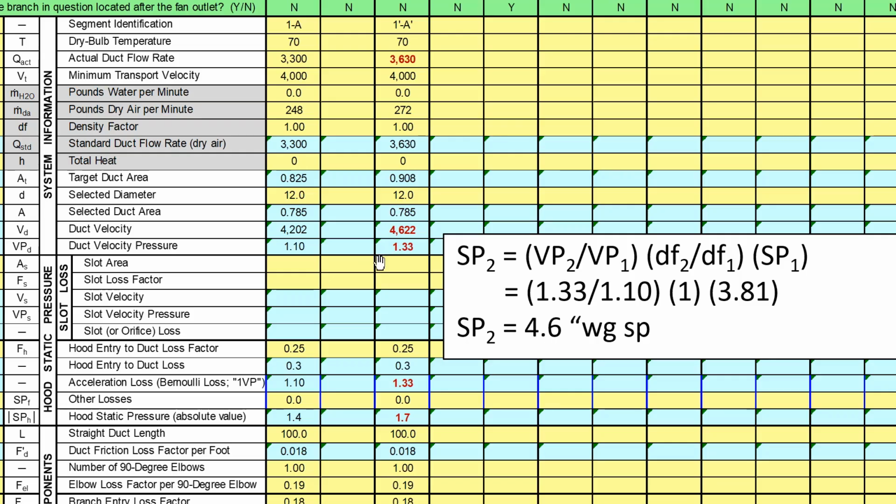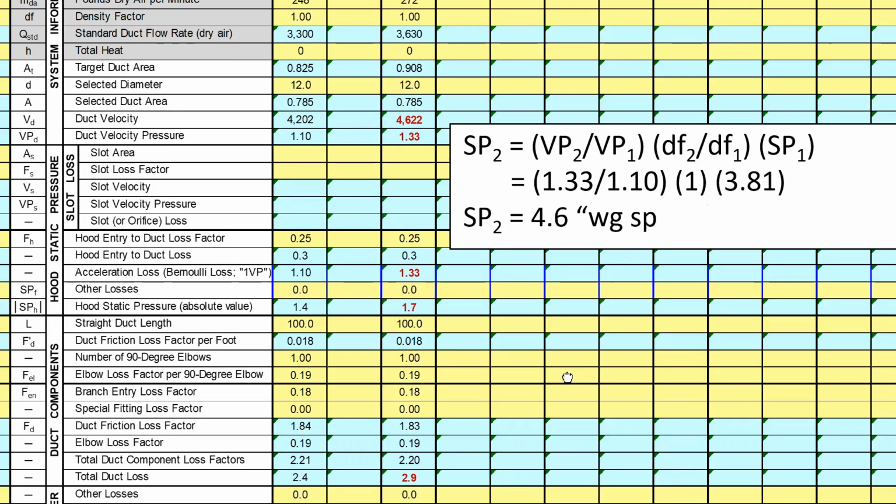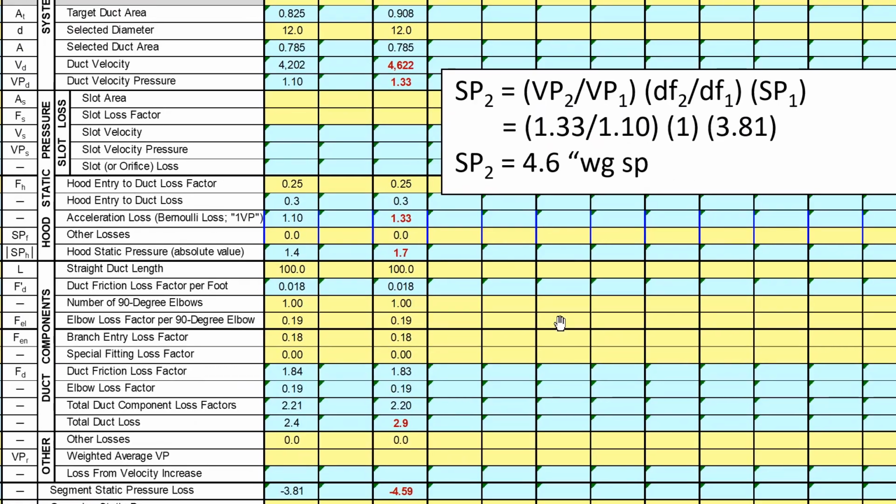So then we can easily calculate SP2 by saying SP2 is VP2, which is 1.33, divided by VP1, which is 1.1. There's no change in our density factor, so that's a 1, times our SP1, which is 3.81, and that's 4.6 inches of water gauge. And again, let's look at how that works out on the calculation sheet. On the calculation sheet, our F sub H has stayed the same.